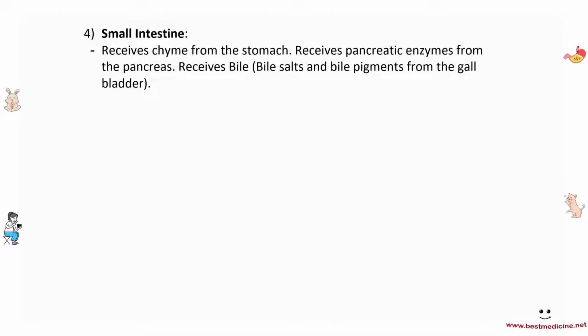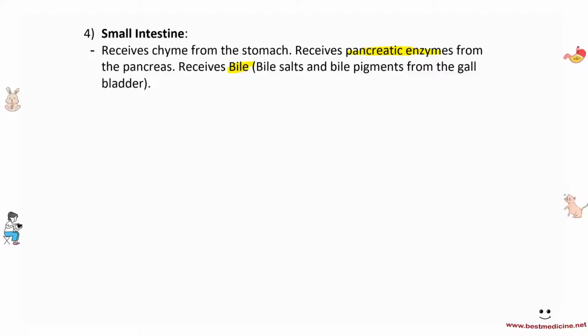So one of the things is that the small intestine is able to generate its own enzymes, its own secretions. So it's got its own intestinal enzymes that help break down the food. Number 2, it receives enzymes from the pancreas. Not only does it have its own enzymes, it receives pancreatic enzymes as well. It also receives bile, which comes from the gallbladder.